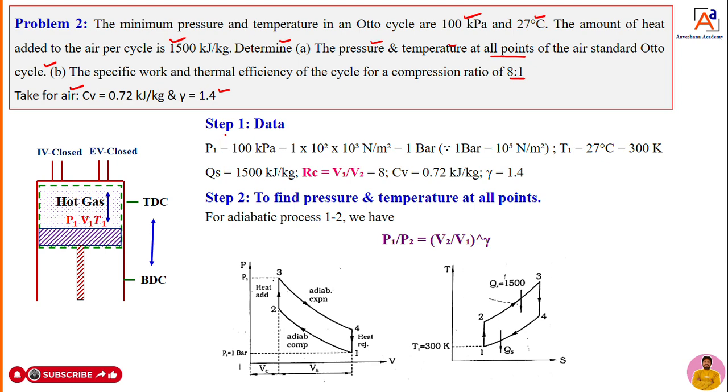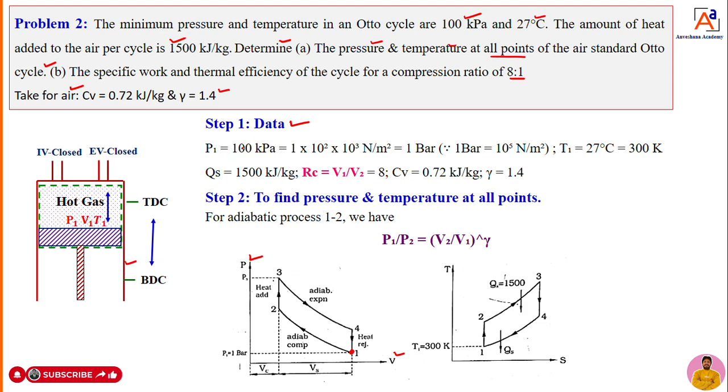Now I will go to the problem. What is the first step? First step, we need to list out the given data. What are the things he has given? He has given a minimum pressure. Where can you get the minimum pressure? You can see the PV diagram. I hope you are already familiar with the PV diagram and TS diagram for Otto cycle. So I will go directly and try to solve the numerical.